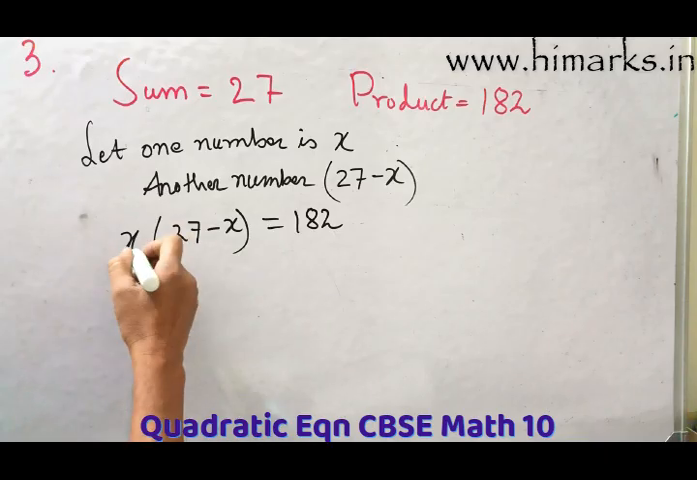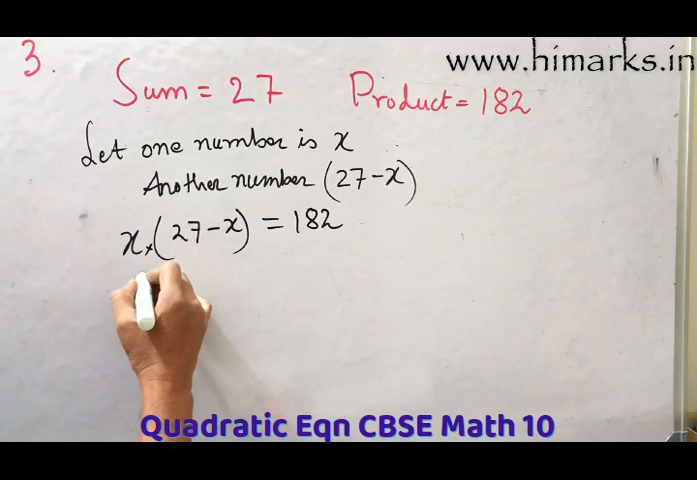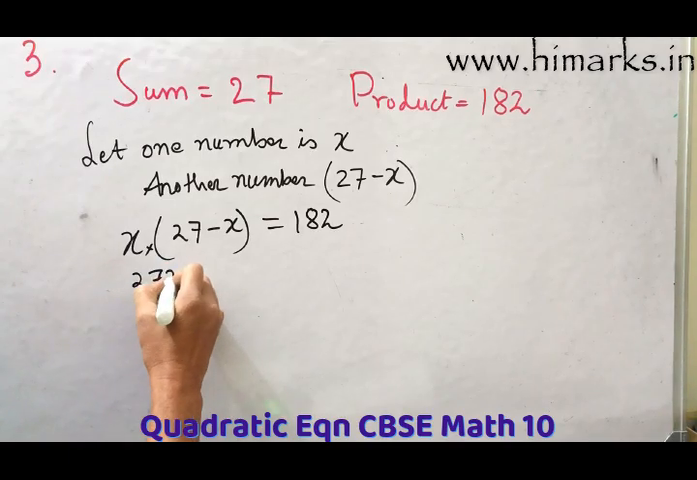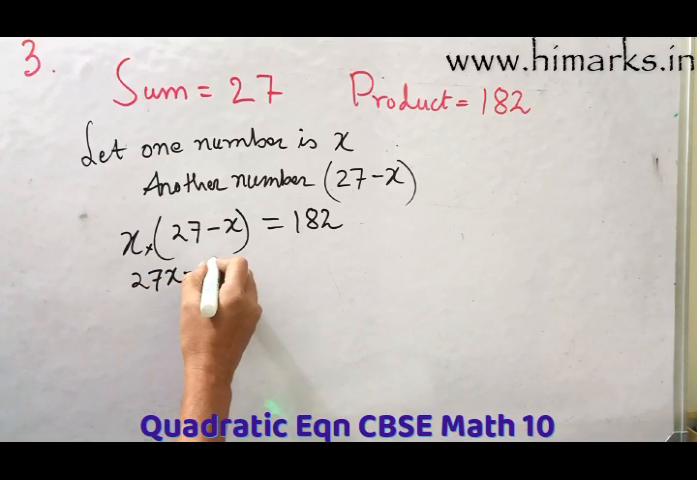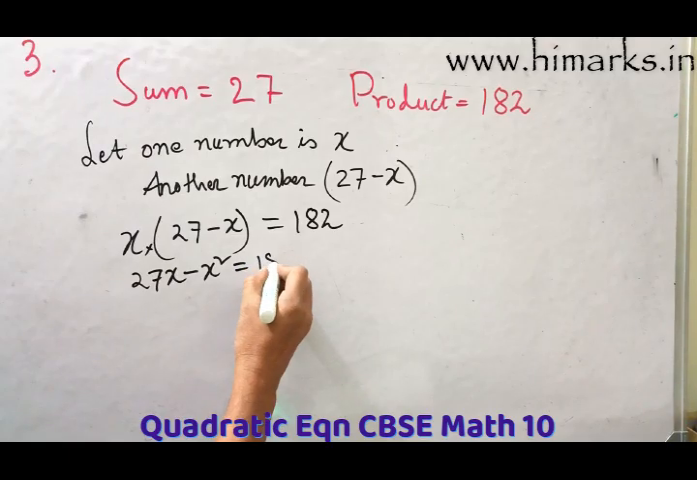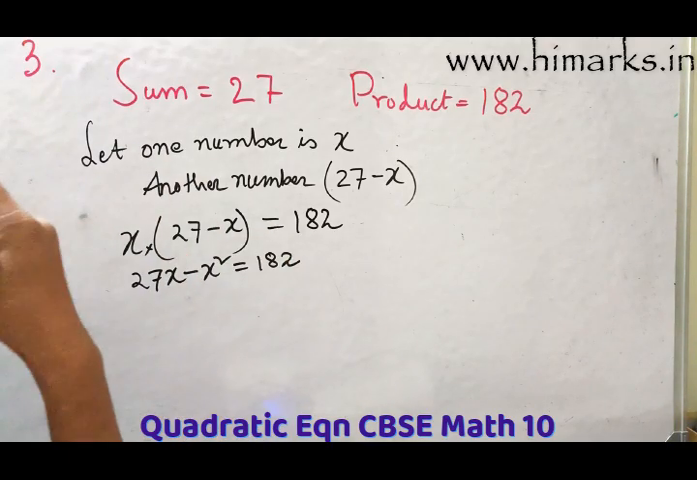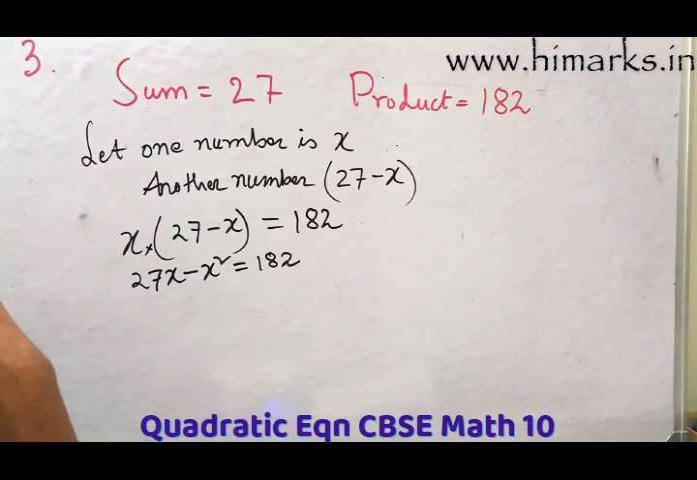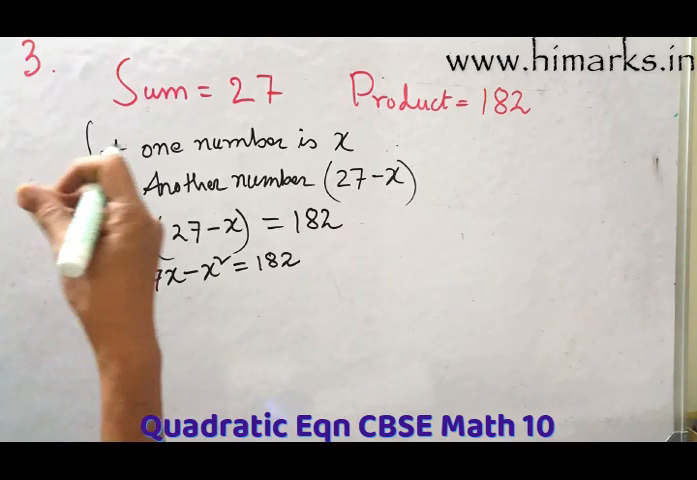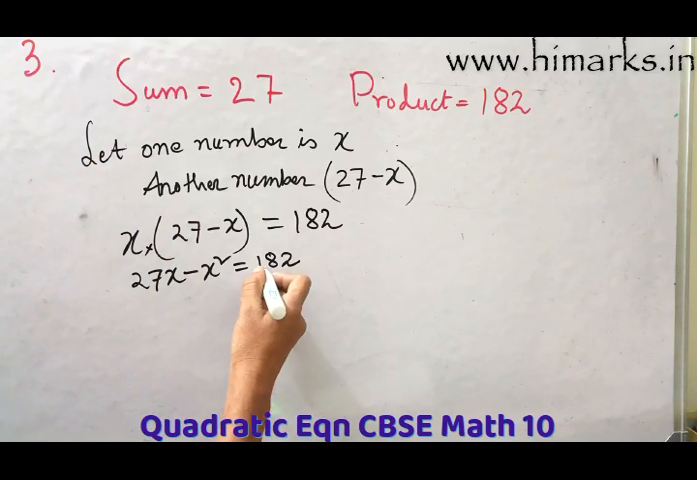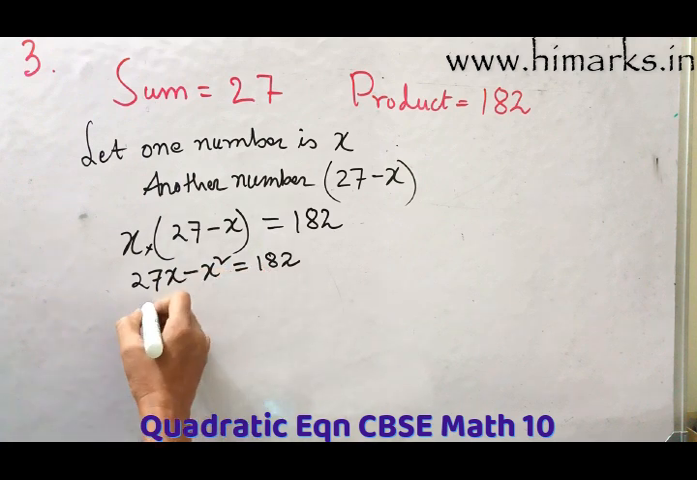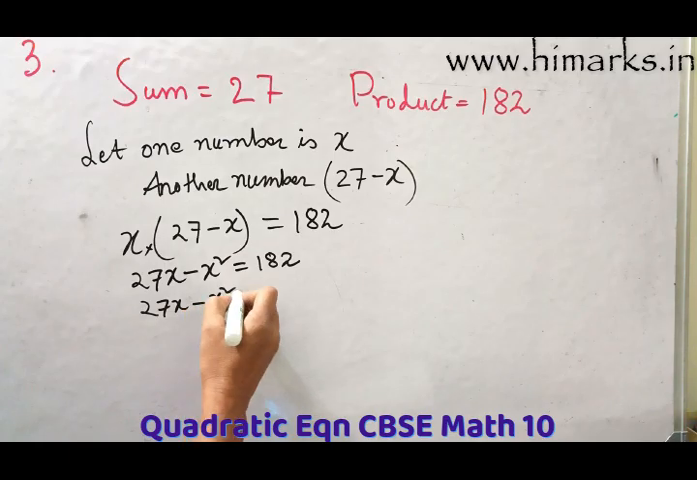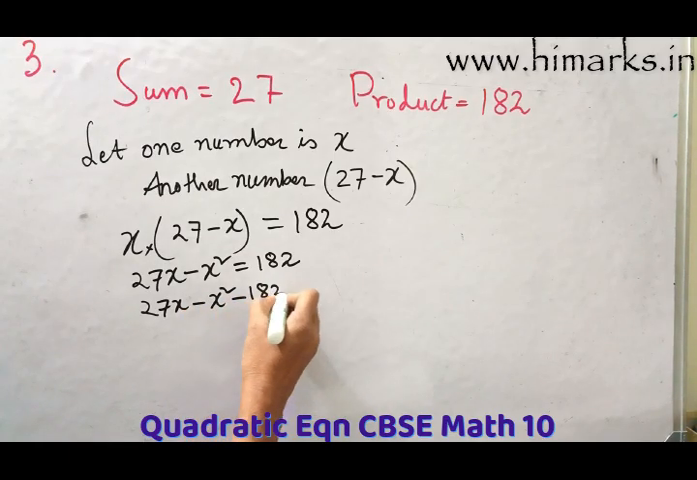Okay, so now multiply here. X into 27 is 27x minus x square equal to 182. Okay, so now if you bring this to this side, it will become 27x minus x square minus 182 equal to 0.